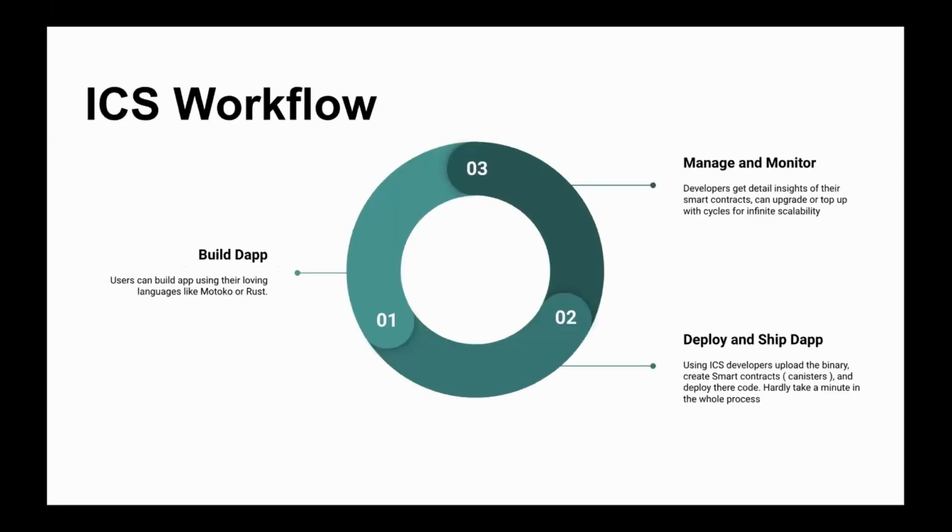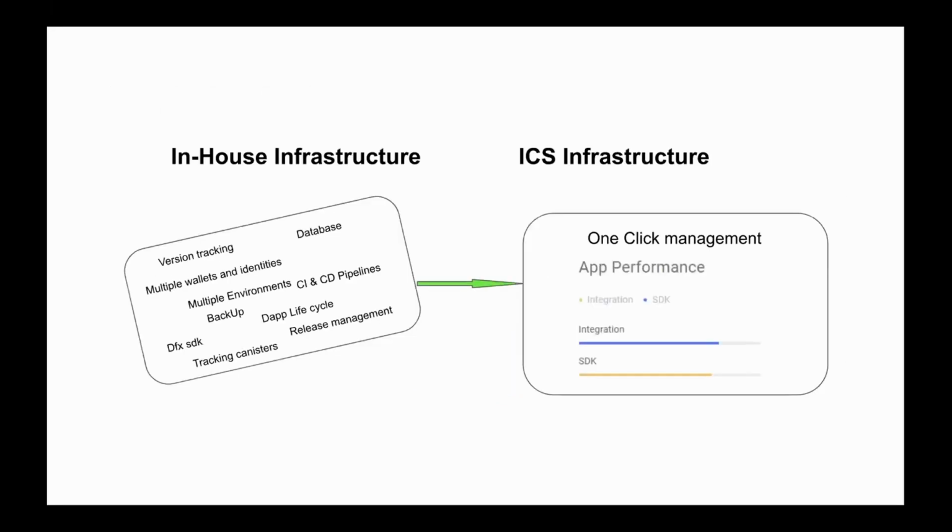This is how a typical ICS workflow looks like. Developers can build their smart contracts in any of the technologies they like, and then they can use ICS to deploy and ship their dApps. This hardly takes a minute for the whole process. And once it is deployed, they can manage their canisters to upgrade the smart contracts or monitor them to top up with cycles at any time. All the in-house problems are solved and the solutions are streamlined with Internet Computer Services.